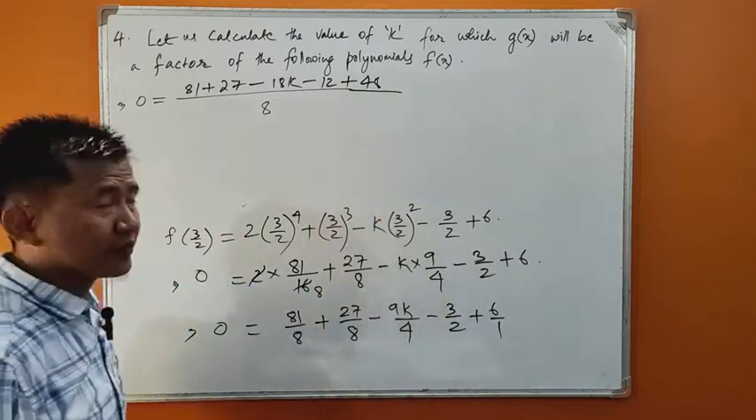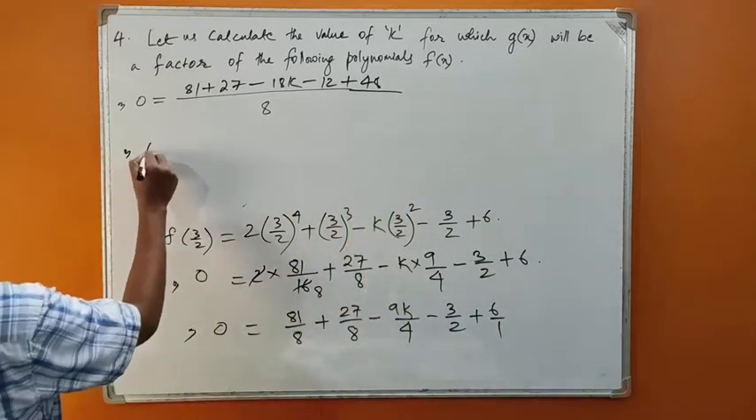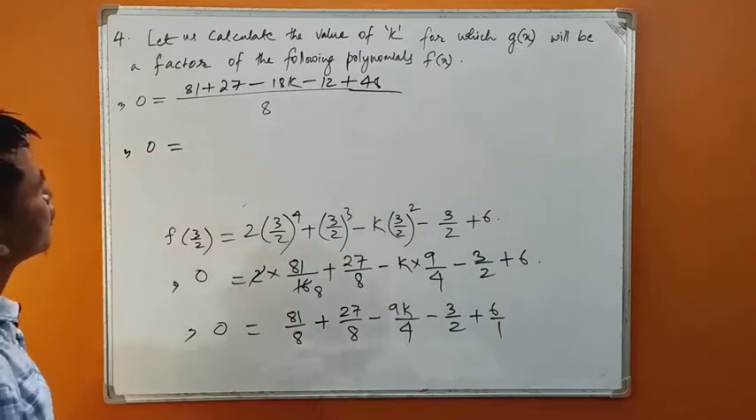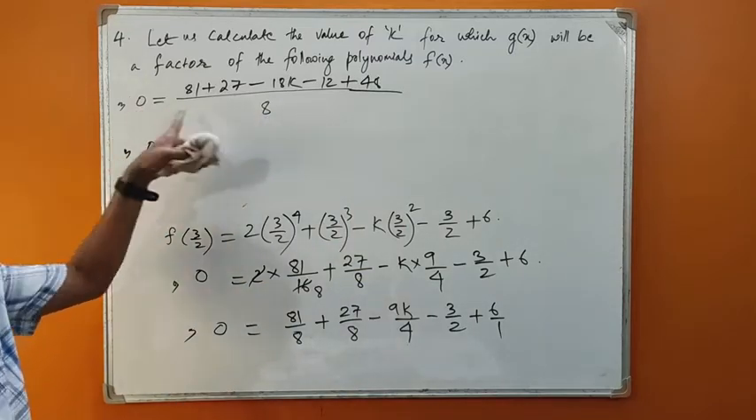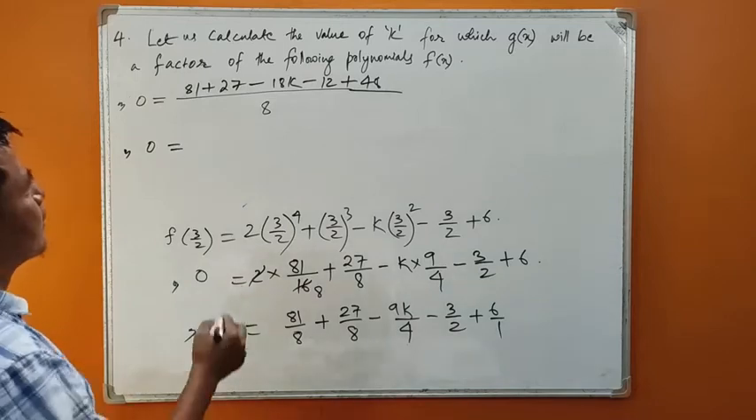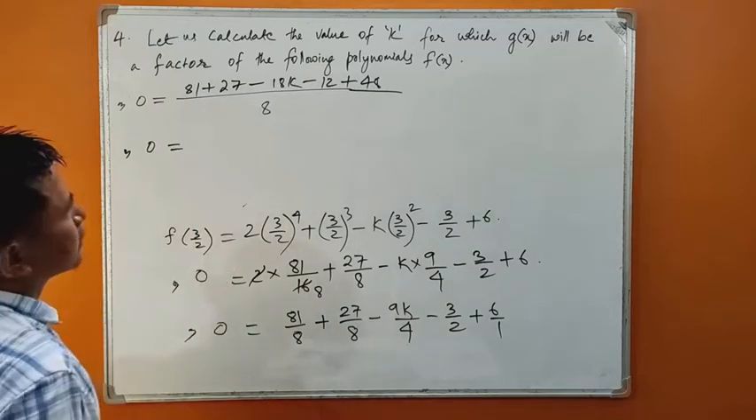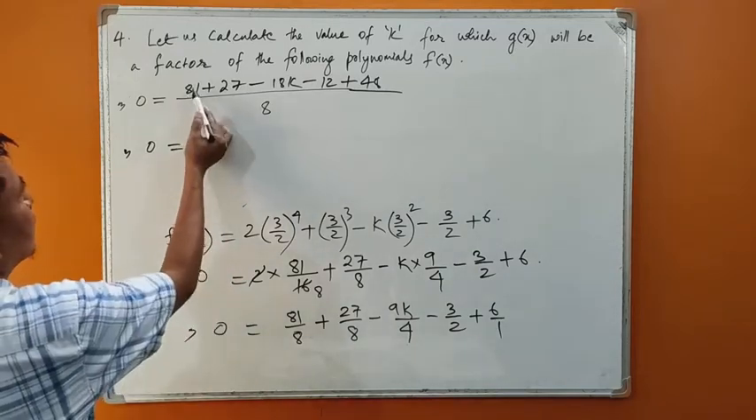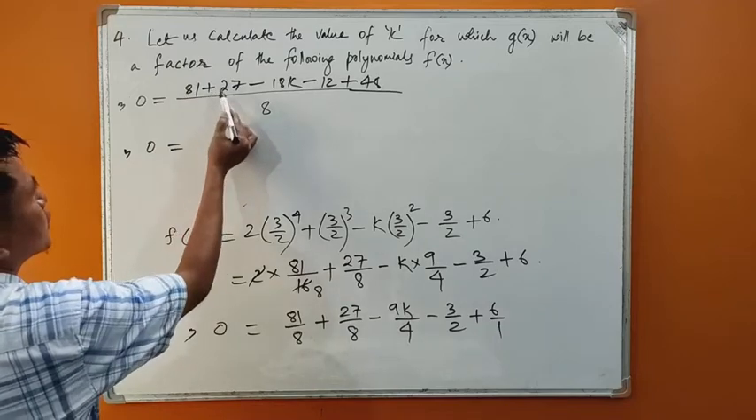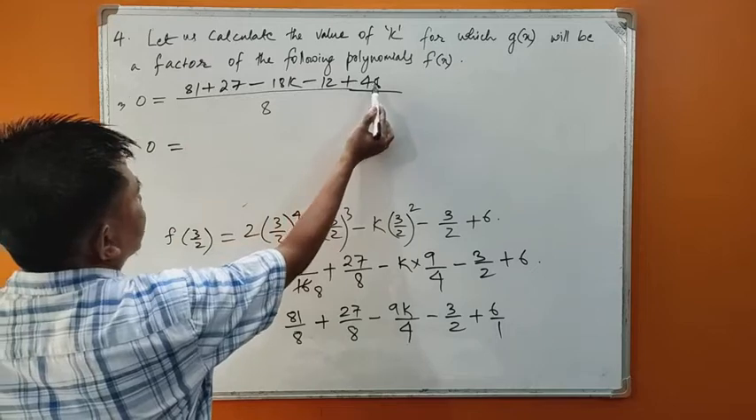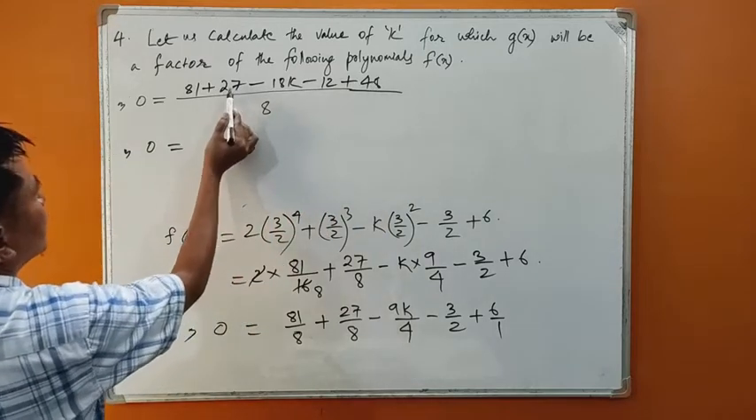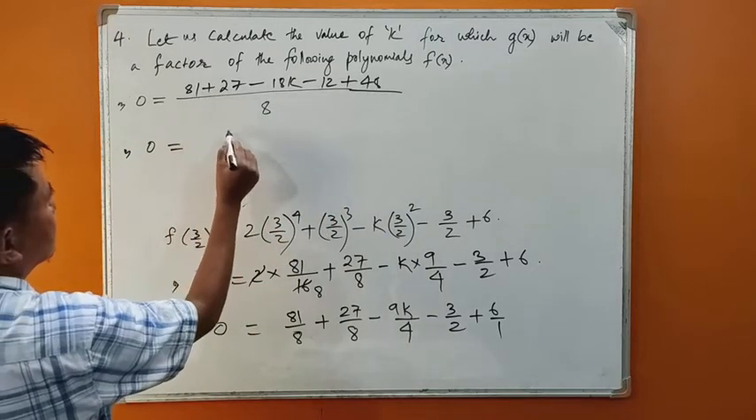Are you getting me? Yes. I hope you know how to take the LCM. 0 equals 8 into 0, we cross multiply this, okay? 8 into 0 is 0. Now let us add all the positive numbers and subtract the negative one. 81 is positive, 27 is positive, and 48 is positive, 12 is negative, isn't it? So 8 plus 7, 15, plus 1, 16.